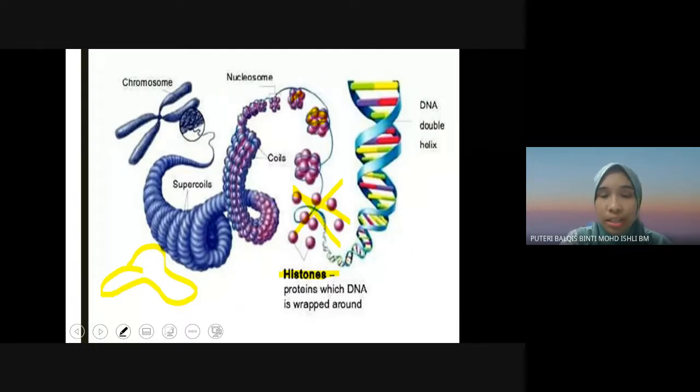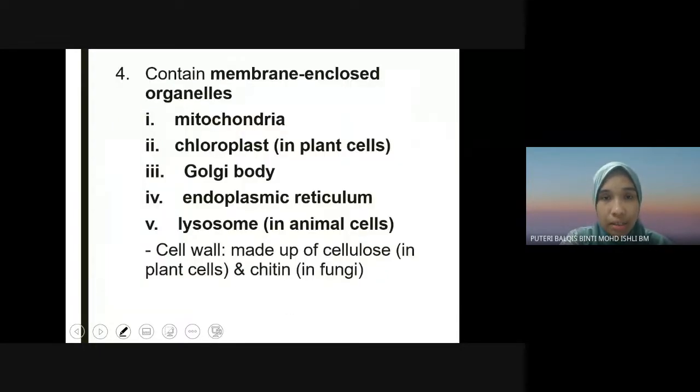Associated with histone protein. It contains membrane enclosed organelles such as mitochondria, chloroplast in the plant cell, Golgi body, ER. We have two, smooth ER and rough ER, and then the lysosome in animal cells. And the cell wall in plant cell is made up from cellulose. In fungi, it is made up from chitin. So that is the structure of eukaryotes.